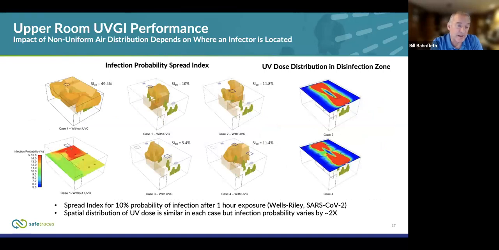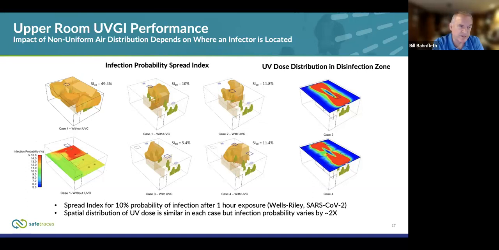So now to make things even more interesting, instead of looking at the age of the air, now we're looking at the spread index for infection risk. We arbitrarily took 10% risk of infection in an hour. This system wasn't really designed to achieve a particular goal. So now we've got 4 cases with UV and 1 without.